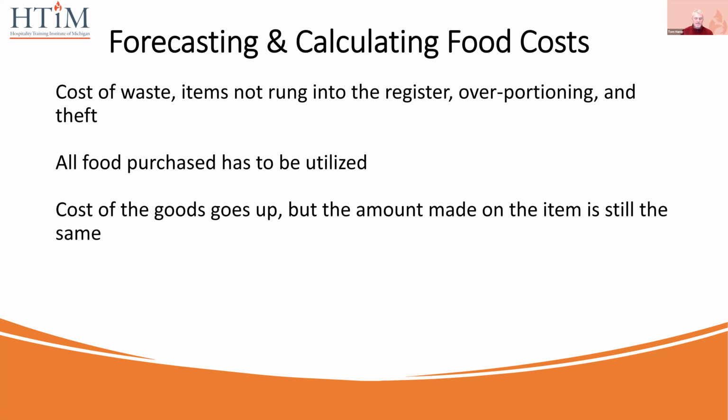Cost of the goods go up, but the amount made on the item is still the same. So you have to watch the backside. So if the cost of food goes up and we are slow to make changes on menu, that certainly could affect your bottom line, right? So if your cost of goods goes up, we don't change the menu for 3 years, I'm going to say that you probably are not making the same amount of profit that you would have 3 years ago. So you have to really stay on top of that.